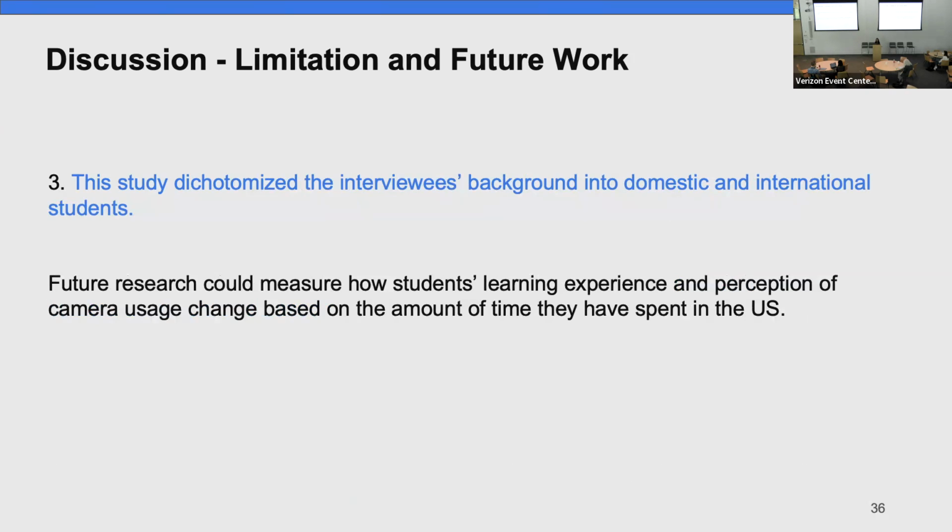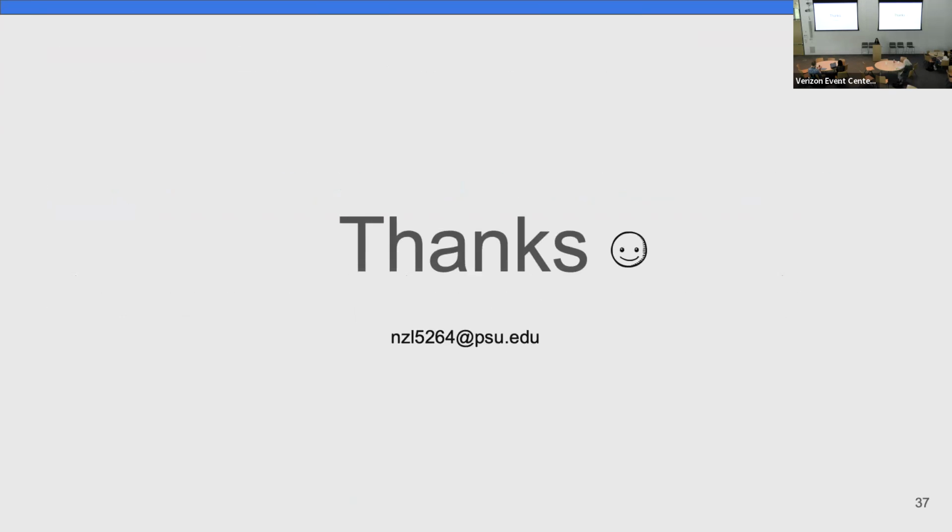So we assume that because some international students just came to the US for a very short period of time, if they stay here for a longer time, for example, 5 years, 6 years, maybe they feel more comfortable adapting to this learning environment, and they are more likely to open their cameras. That's all of the presentation. Thank you.